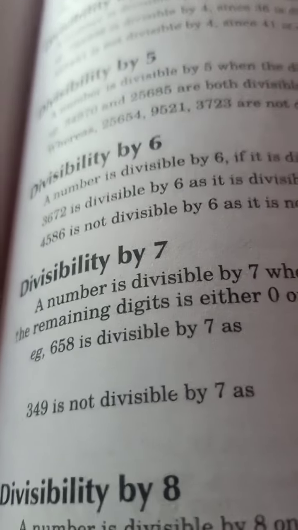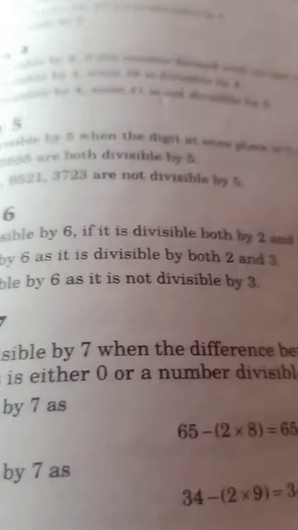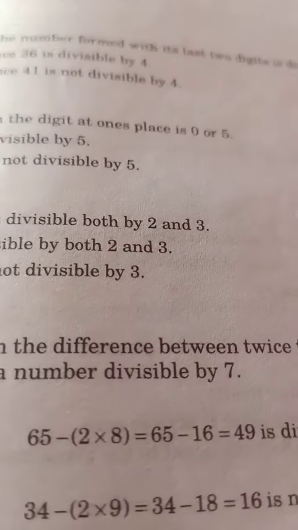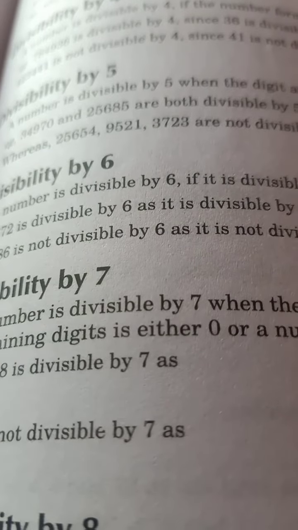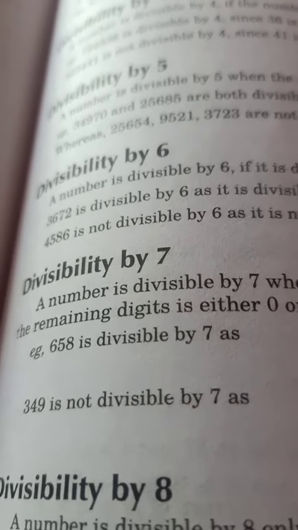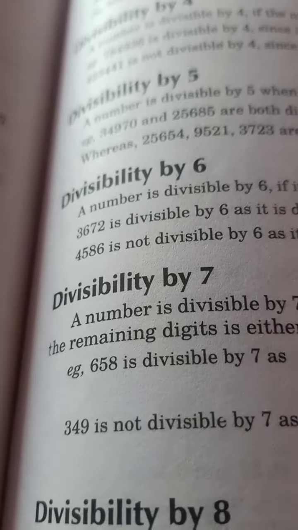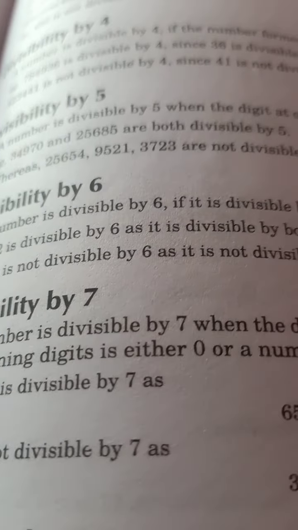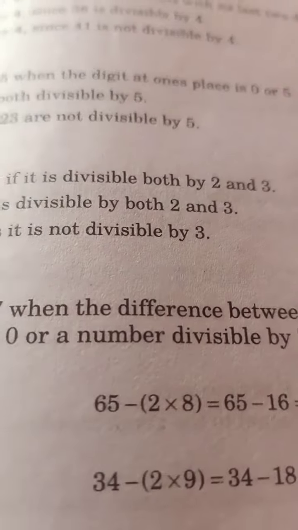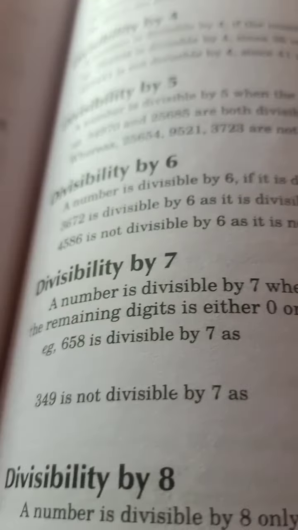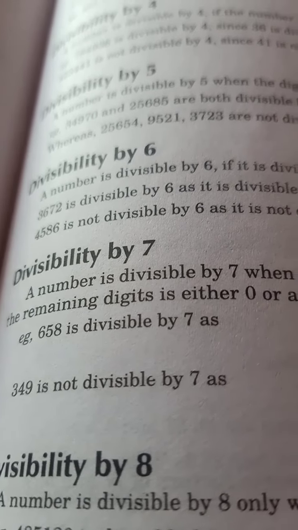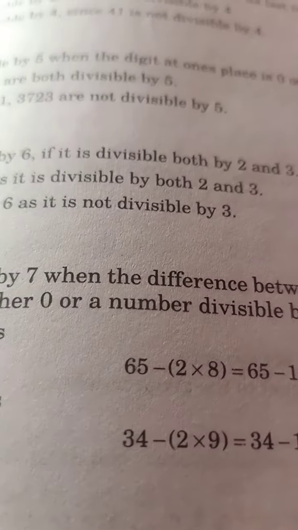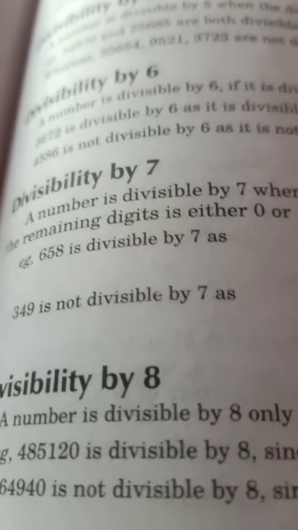Next, divisibility by 6. A number is divisible by 6 if it is divisible by both 2 and 3, because 6's factors are 2 and 3. For example, 3672 is divisible by 6 as it is divisible by both 2 and 3. Whereas 4586 is not divisible by 6 as it is not divisible by 3.